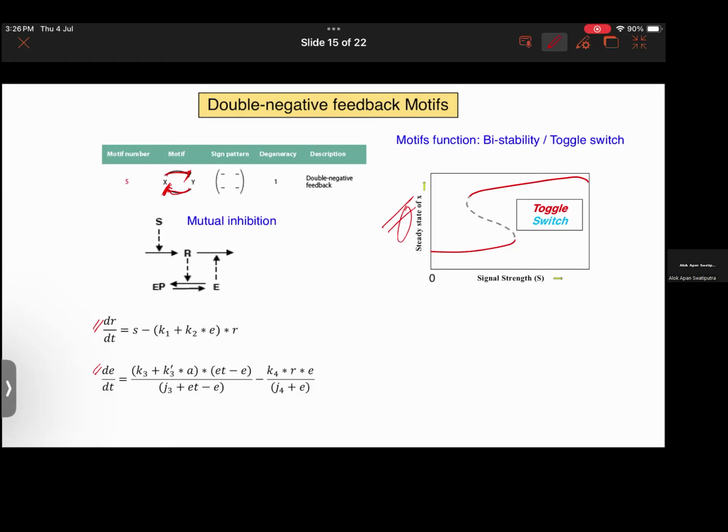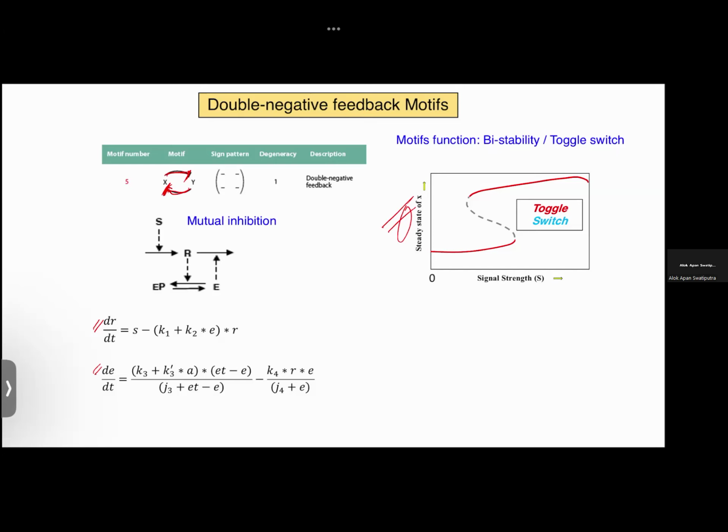Now, remember I had shown you the irreversible switch. If you think carefully, in a real biological sense, the switch exists somewhat like this, but one of the saddle nodes mathematically is in the negative signal range.